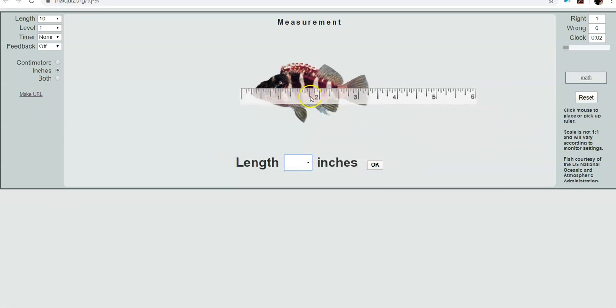And then it will bring you a new fish, and you do the same thing. You're going to line up your ruler. Once you think it's in a good spot, click on it, and then measure your fish, okay?